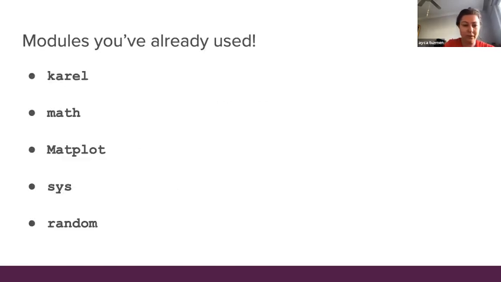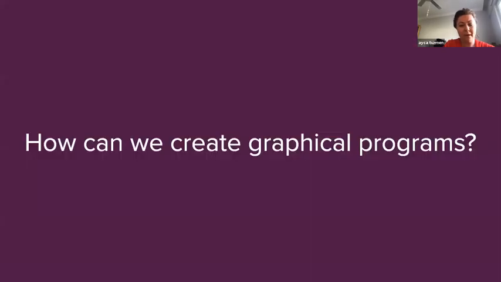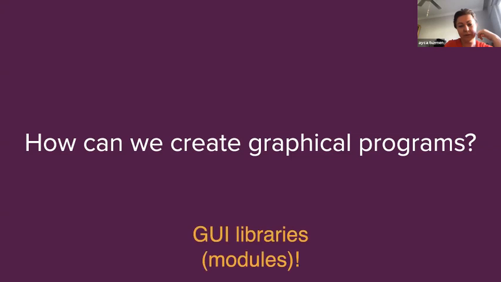So we were able to plot some stuff. We were able to do math. We were able to read files using sys and the arguments. We also used Karel, if you remember. That's also a special library some people wrote for us, and then we used it. In the graphics, we'll be using some other libraries as well. So let's see how we can create graphical programs.